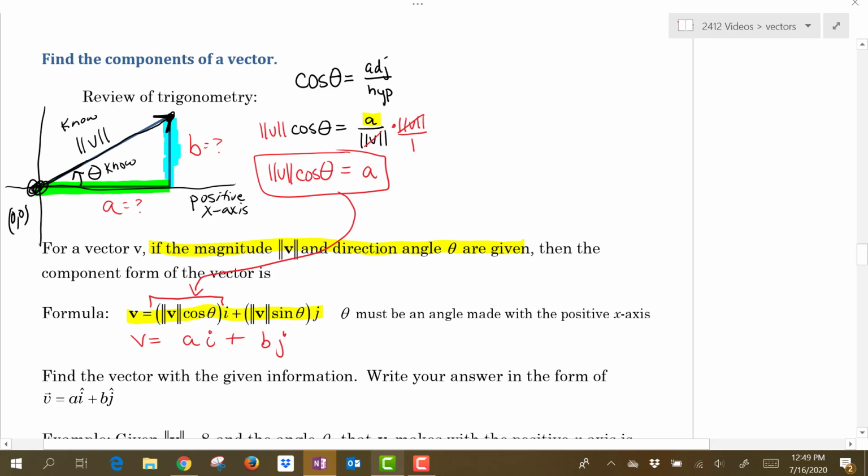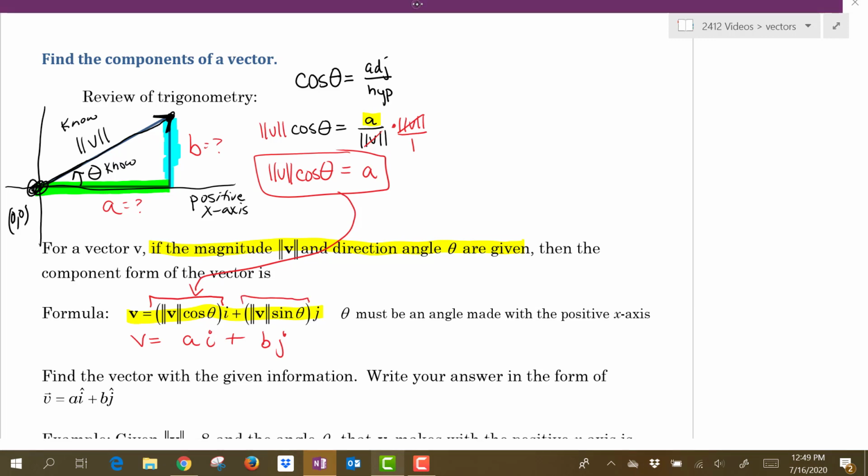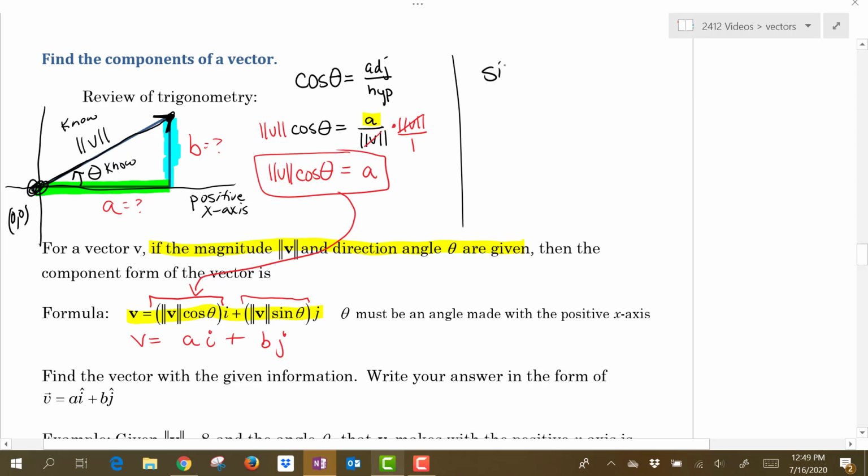Alright. What about magnitude times sine theta? Where does that come from in our formula? Okay, so this time we're going to use sine theta. So using SOHCAHTOA, sine of this angle would be the opposite side, which would be B, over the hypotenuse, which is the magnitude of the vector.